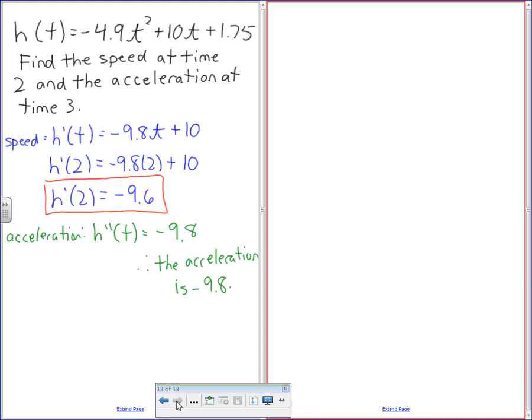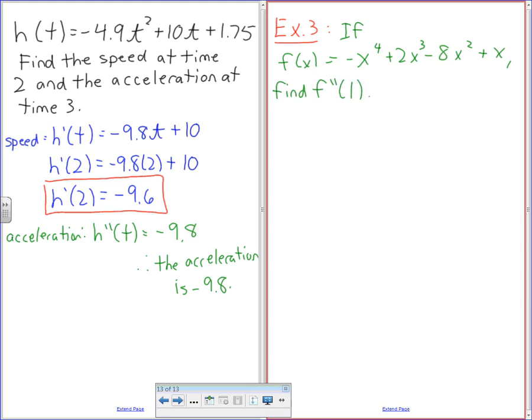Example 3. We're going to say if f of x equals negative x to the fourth plus 2x cubed minus 8x squared plus x, find f double prime of 1. Okay, that would be the rate of change. So go ahead, you do it.